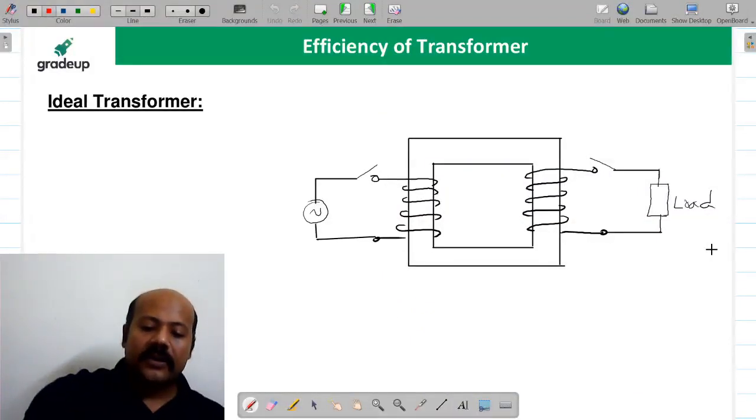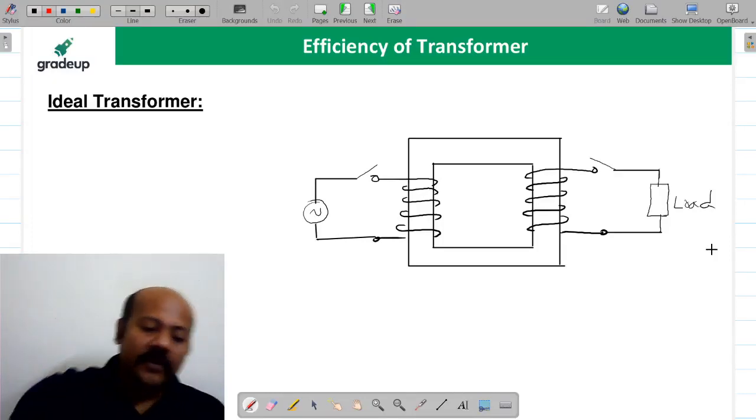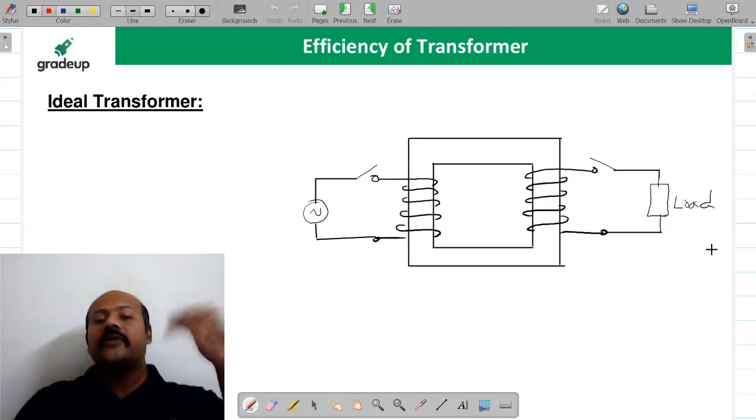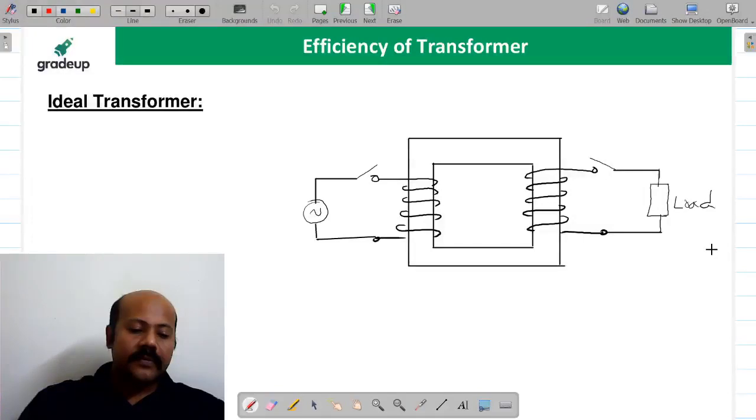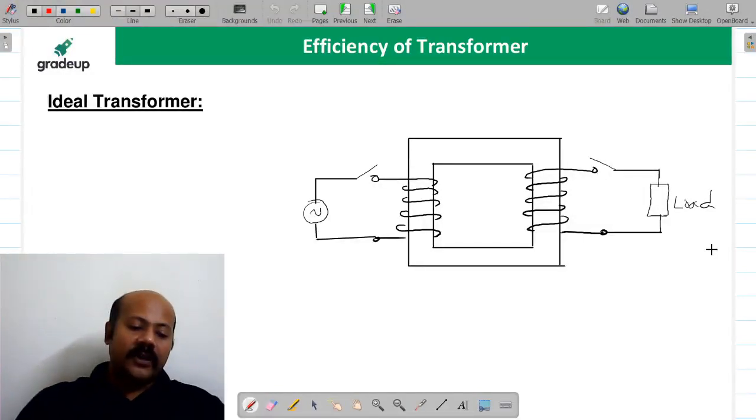Now let us try to discuss the ideal transformer. All of you, please tell me, are you comfortable with whatever we have discussed now? If you have any doubt, you can ask me, otherwise I am going to proceed. Please tell me yes or no in the comment section.